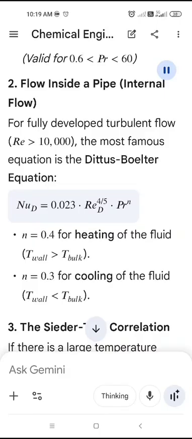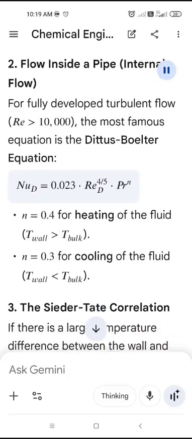The most famous equation is the Dittus-Boelter equation. n equals 0.4 for heating of the fluid, T_wall > T_bulk. n equals 0.3 for cooling of the fluid, T_wall < T_bulk.